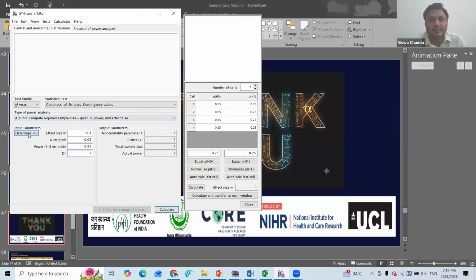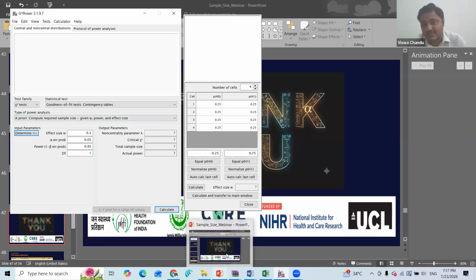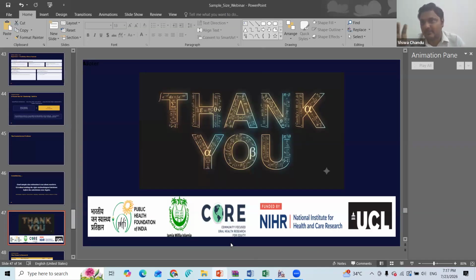And then you have to determine your effect size because the number of cells is 4. Now you have to enter your H0 and H1 values, and the sample size estimation can be done. So that is another way of doing it if you are going for hypothesis testing, not just estimation of KAP in a given population.